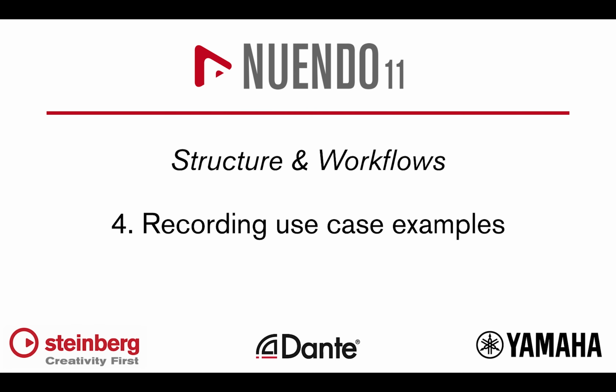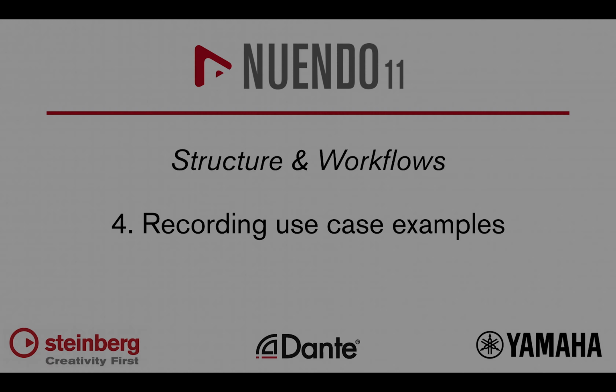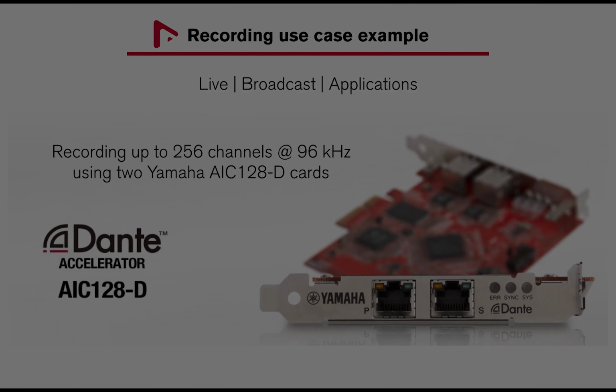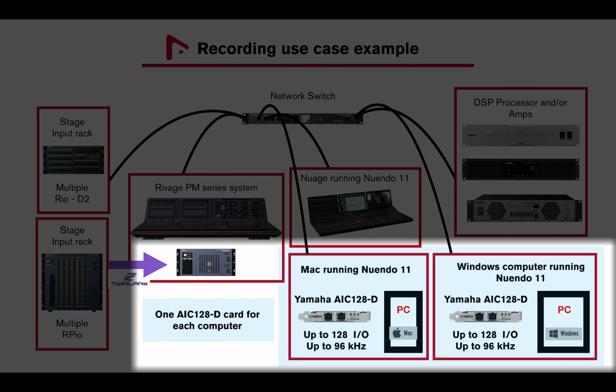Hi, let's take a look at another recording use case example. Recording up to 256 channels at 96 kHz using two Yamaha AIC 128 Dante accelerator cards. Now you could use one AIC 128 card per computer, so two computers with one AIC 128 card for each computer is needed to record more than 128 channels.